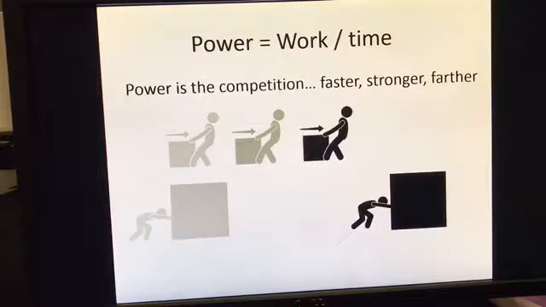Whereas power, which is work divided by time, is more of a competition sort of thing. The guy on the bottom is going faster, stronger. Look, he's pushing a bigger box, so more force is required, and he's going farther. Faster, stronger, farther, more powerful. That's what power is about.